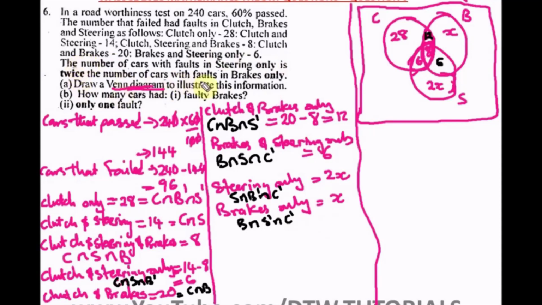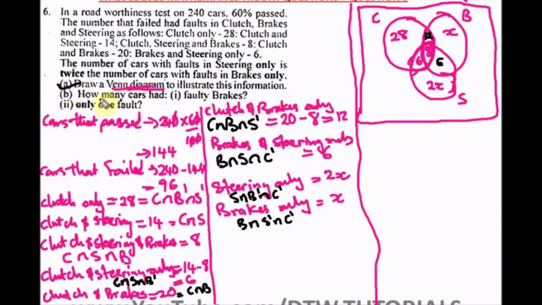Okay, so it says draw the Venn diagram to illustrate the information. So this is our final Venn diagram. All right, so this is the answer to question A. That's our drawing of the Venn diagram to interpret everything that was given to us in this question. All right, so this is our final Venn diagram.